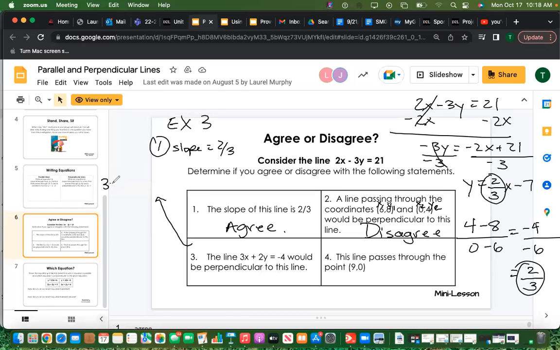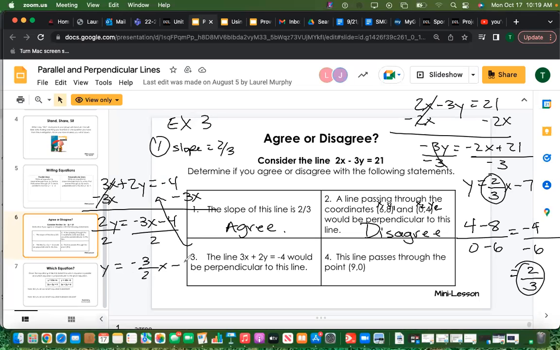So we're going to take 3x plus 2y equals negative 4. We're going to move that 3x to the other side by subtracting. So this is going to give us 2y equals negative 3x minus 4. We're going to divide by 2 on both sides. And so we get negative 3/2 x, and this is going to be minus 2. Looking at this slope, this would be perpendicular, so we would agree.